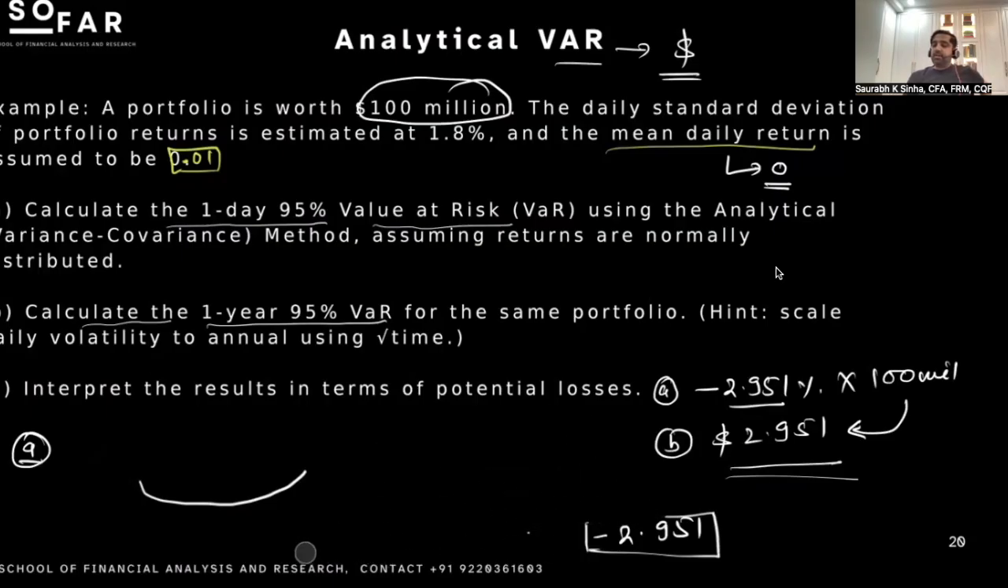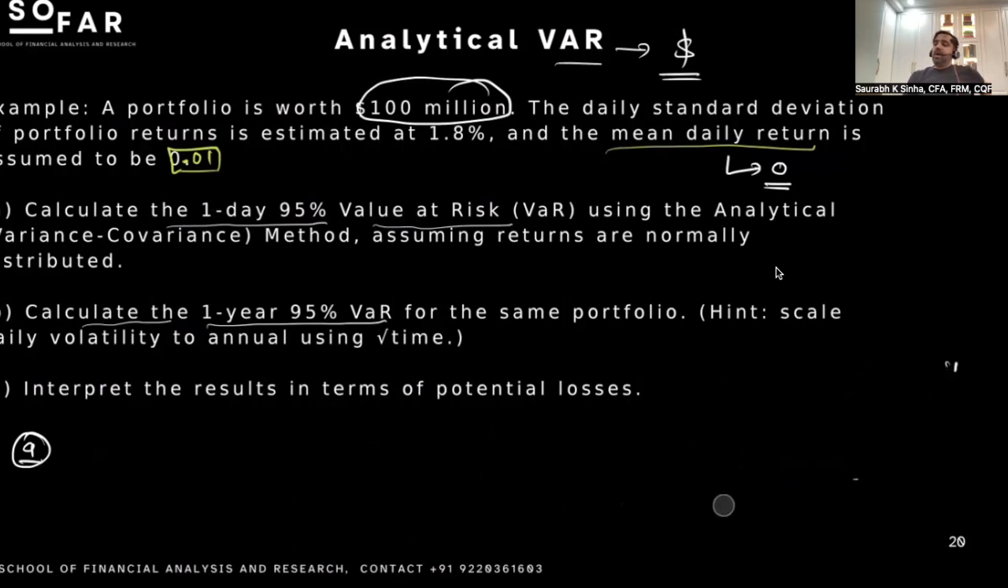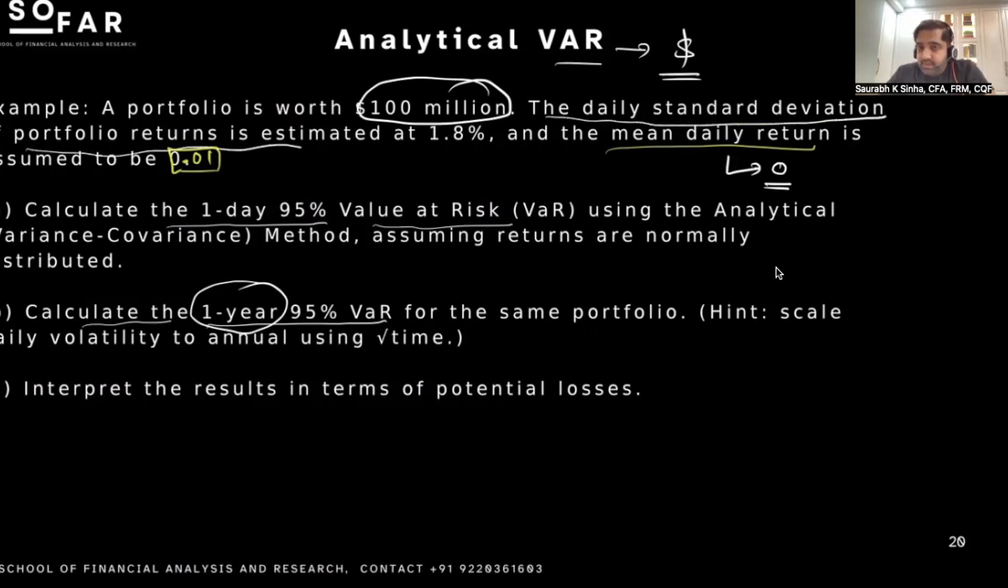Can anyone solve question number B? Solve question B. You have to calculate 1 year VaR. Do we have 1 year mean return given? Do we have 1 year standard deviation given? Yes or no? Is it mentioned? Check. It all says daily, daily, daily. Daily standard deviation, daily mean return.